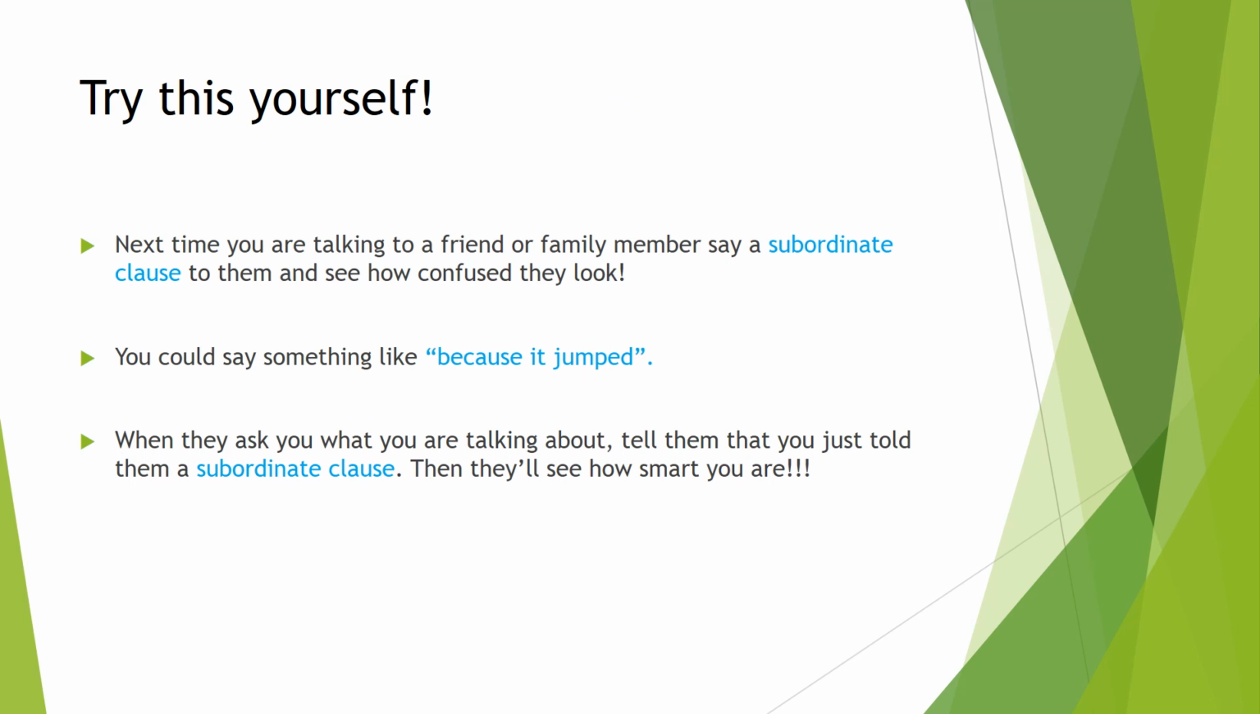Okay, so that's the end of today's English lesson. What I want you to do now, just as an extra task, is next time you're talking to a family member or a friend, you can just say some random subordinate clause to them. So you could say something like, because it jumped. Or you could say something like, because it hollered. And when they look at you like you're absolutely crazy and they ask you what you're talking about, you can say to them, I just told you a subordinate clause, and they can see how smart you are.